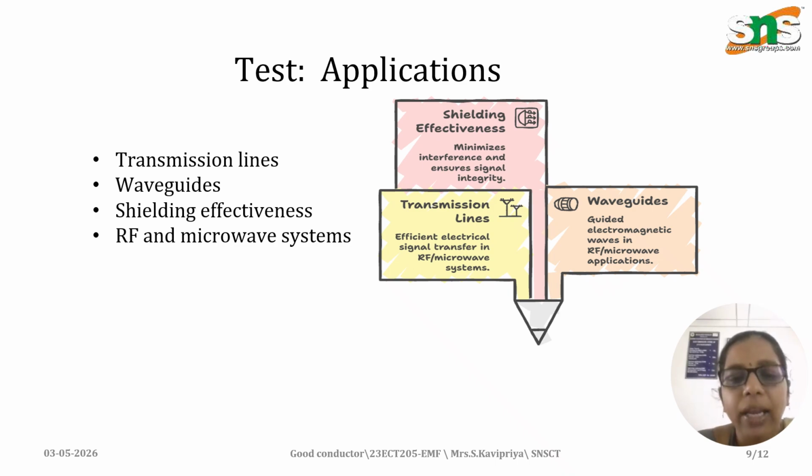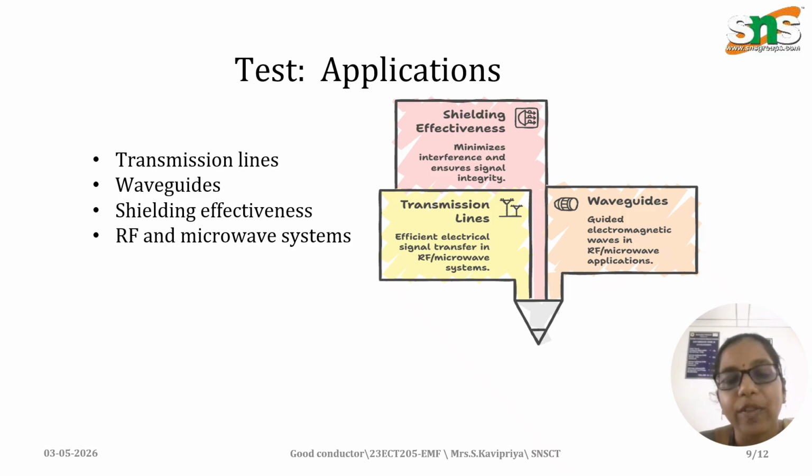And next one is the applications of this good conductor. So it is being involved in the transmission lines. So it is efficient in electrical signal transfer in RF and microwave systems. This is the first foremost application, and it is being used in the waveguides. So guided electromagnetic waves in RF microwave applications. So the wave will be applied in this RF and microwave applications.